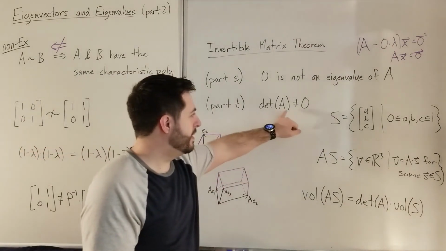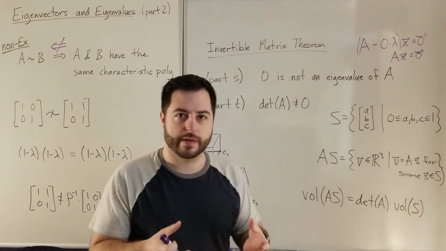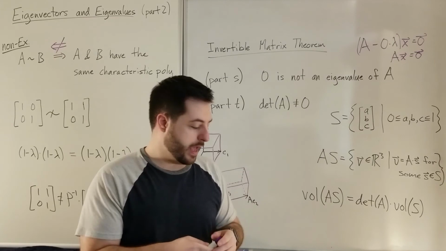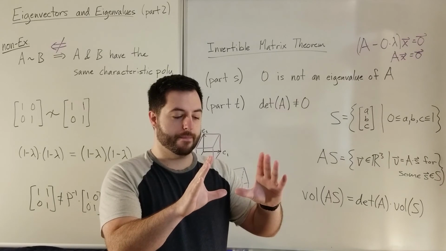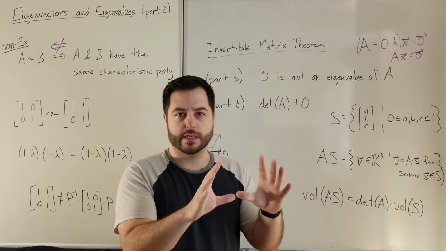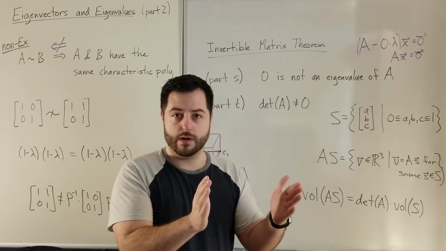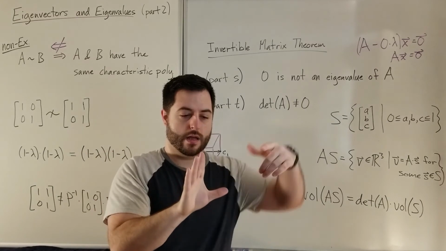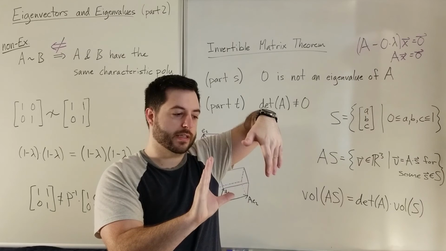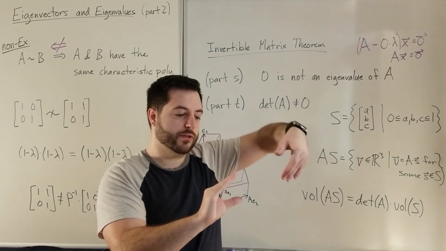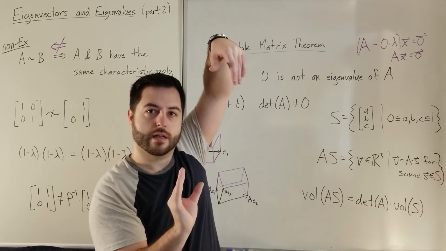Part T says that the determinant is not 0. So think about the determinant of, say, a 2 by 2 matrix and what that does to a square. If you take the set of vectors in R2 that are inside of the unit square, so their first coordinate is between 0 and 1, and their second coordinate is between 0 and 1, and then apply some matrix to that square of vectors, it's going to shear it, possibly rotate it, and then maybe stretch it out a bit. Okay?